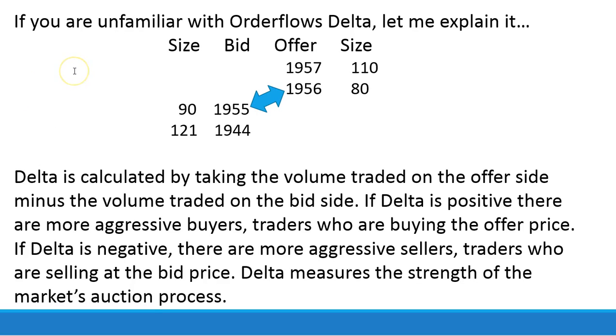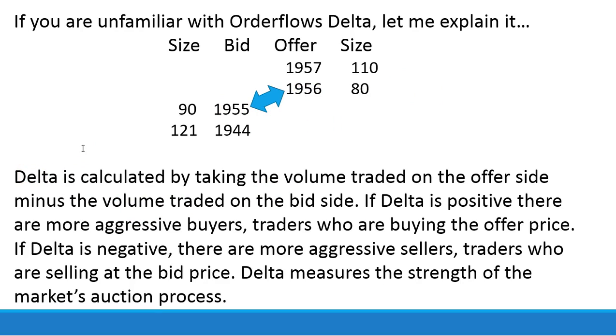So okay, real quick, if you're unfamiliar with order flow's delta, let me explain it a little bit again. You see here the bid, the offer, and here's the size: 1955, 1956. So it's going to trade at 55, it's going to trade at 56, and you get numbers. You're going to see the volume of what's traded at 1955, and what's traded at 1956, you'll see the volume.